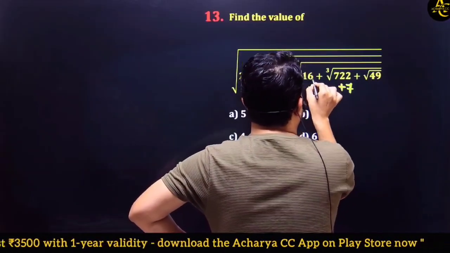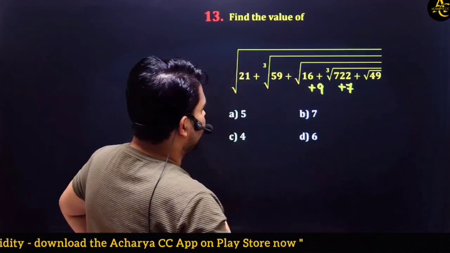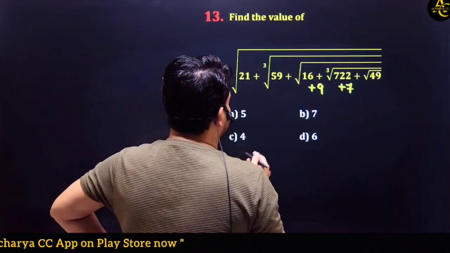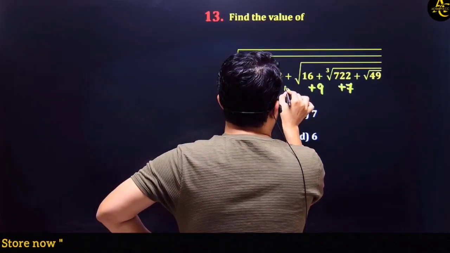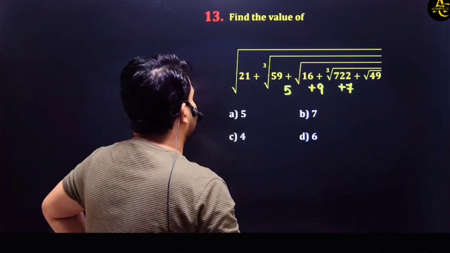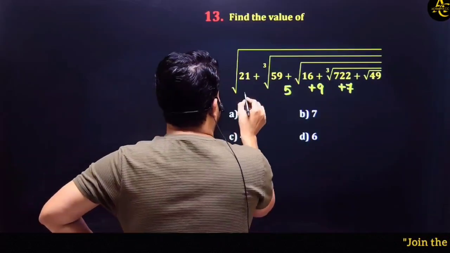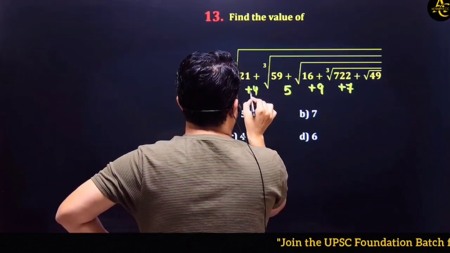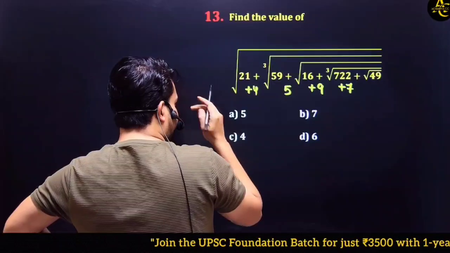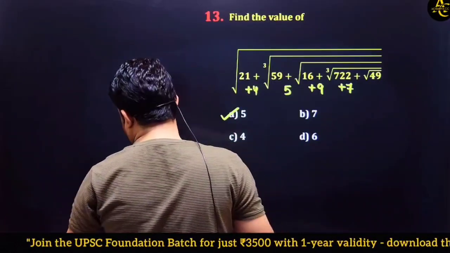And 16 plus 9 is 25, and the square root of 25 is 5. You will add it here. 59 plus 5 is 64, and the cube root of 64 is 4. You will add 4 here, and 21 plus 4 is 25, and the square root of 25 is 5. Next.